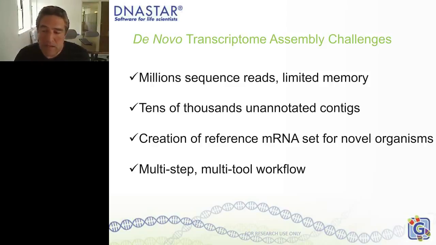And then the output is however many different mRNA isoforms are present, you'll get a contig for each one of those isoforms. So you have potentially tens of thousands of contigs that are unannotated that come out of the assembler, and you have to do something with those.